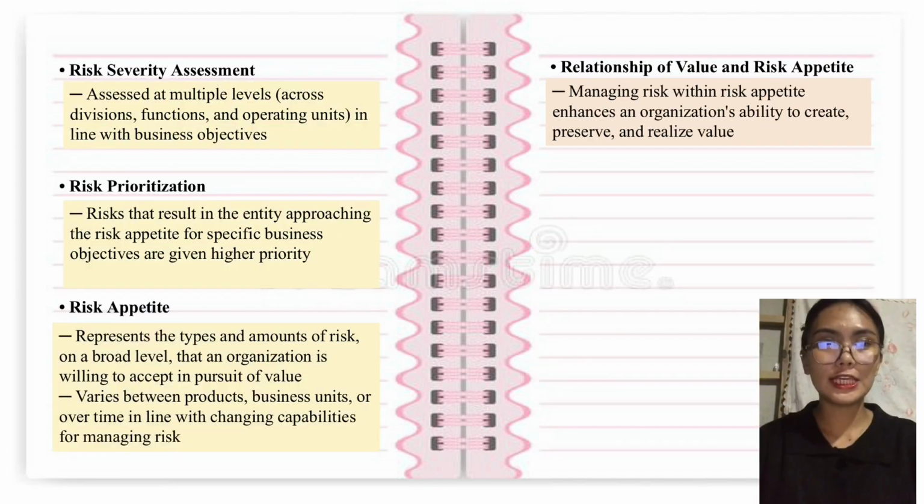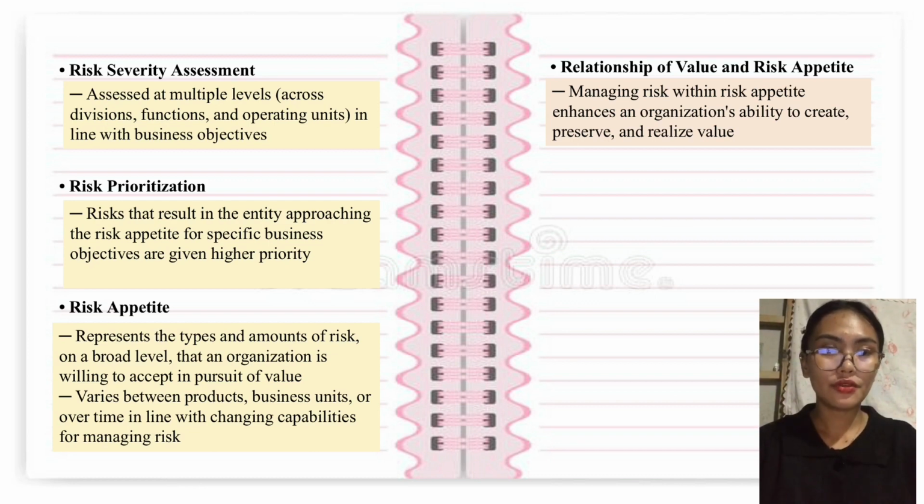The next is risk severity assessment. These are assessed at multiple levels in line with business objectives. So these evaluate the risk based on the resources and capability of the entity. Next is risk prioritization. Risks that result in the entity approaching its risk appetite for specific business objectives are given higher priority. These prioritize the business objectives and goals.